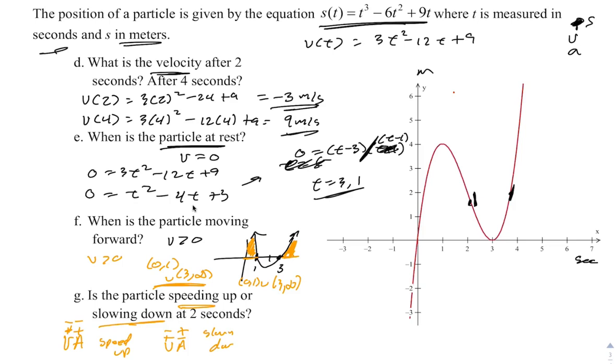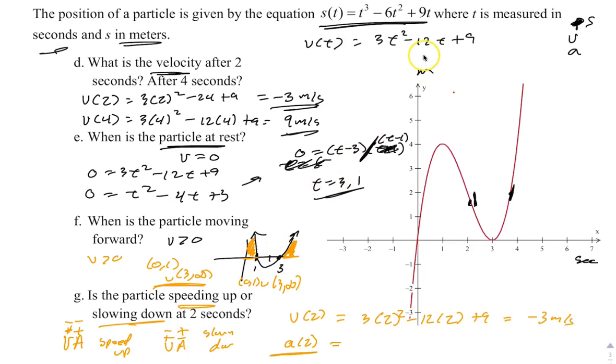Easy way to test this is just find out what v2 is and a2 is. So velocity at 2 and acceleration at 2. Velocity at 2, I already have my equation. So 3 times 2 squared minus 12 times 2 plus 9, which we did earlier. We got negative 3 meters per second. I still got to find my acceleration. I haven't found it yet.